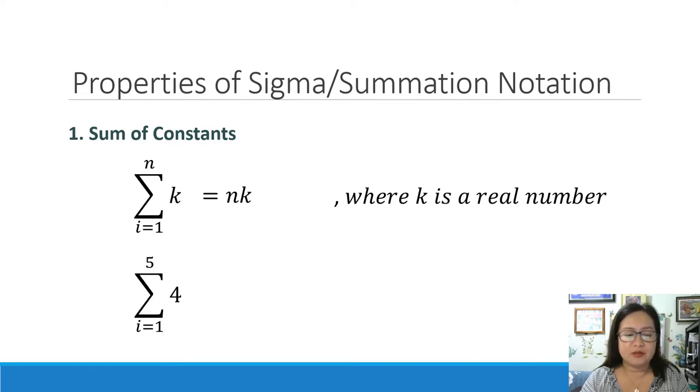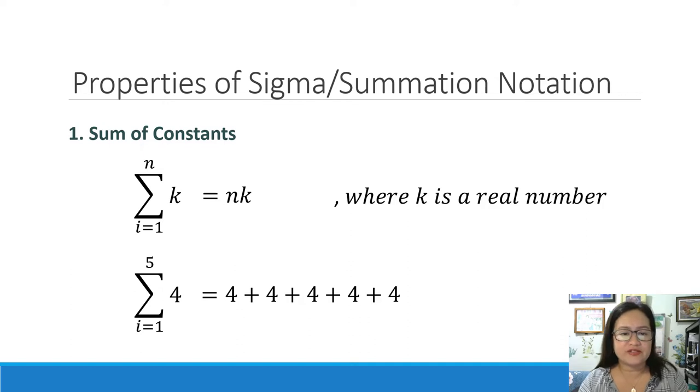For example, we have the summation of 4, where i starts from 1 up to 5. Writing this in expanded form, we shall have 4 plus 4 plus 4 plus 4 plus 4. Adding that will give us 20. But applying the first property of sigma notation, we can just multiply 4 by 5, giving us also a sum of 20.